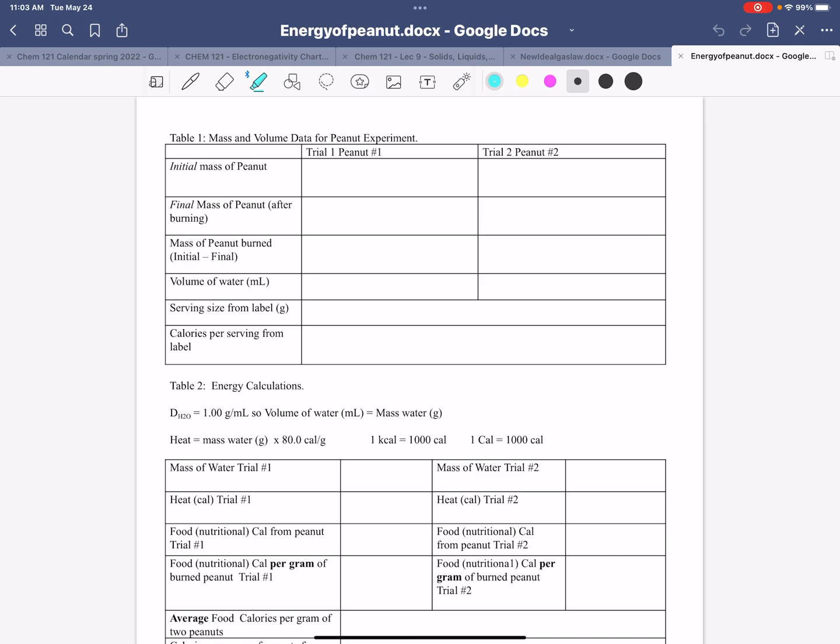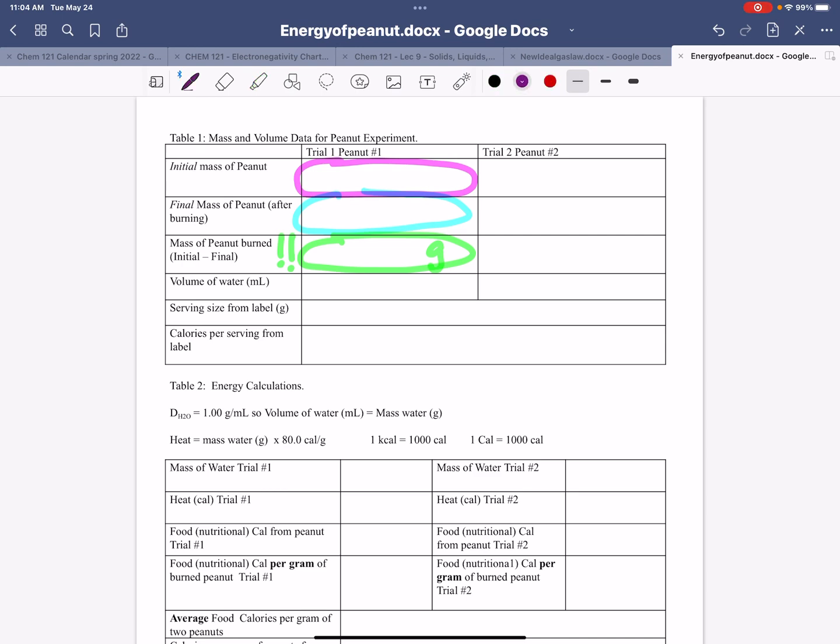Basically what you have here is two trials where you've taken the mass of a peanut, then you burnt the peanut and determined the mass of the peanut again. So you're going to take the initial mass minus the final mass to get the burnt mass of the peanut. This is the mass that we're interested in, and this will be in grams.